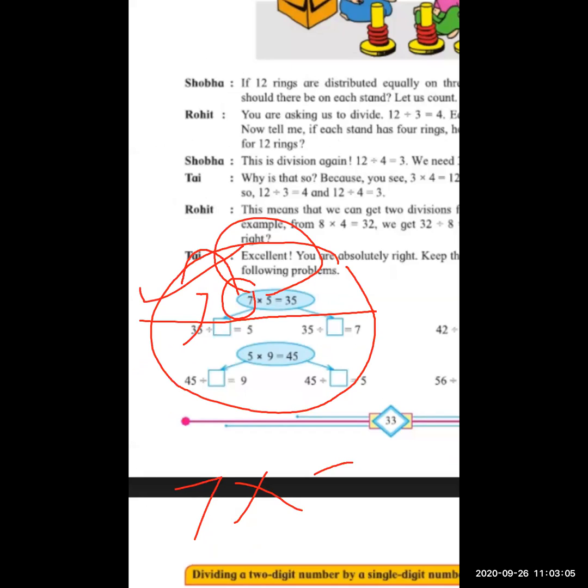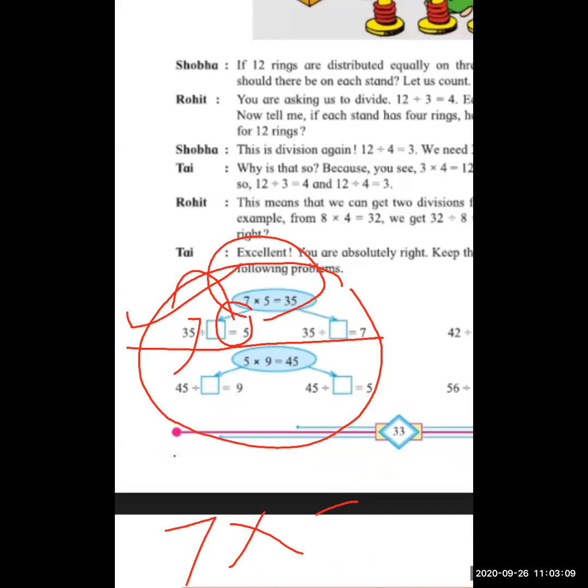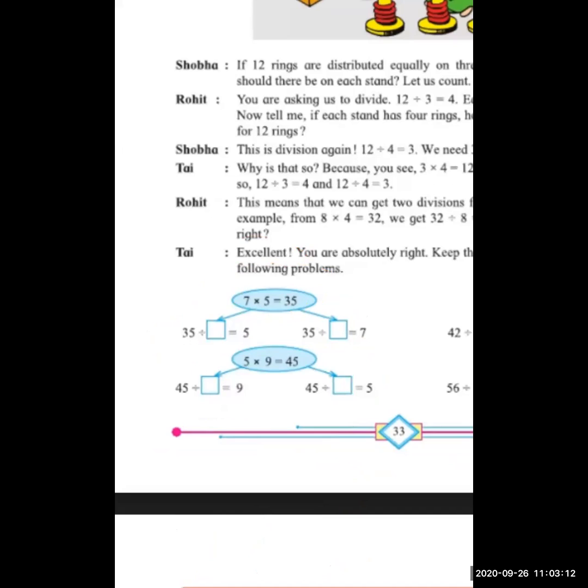Wait a second, I am going to clear this drawing. Now look at here. I am going to highlight the second sum, that is 45 divided by dash is equal to 9. Now again you want to do the multiplication. How? In the table of 9.